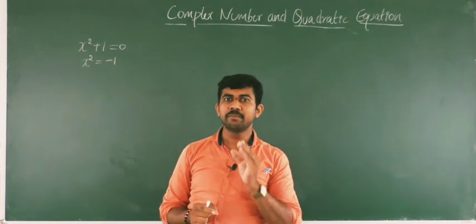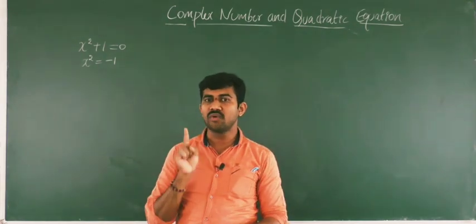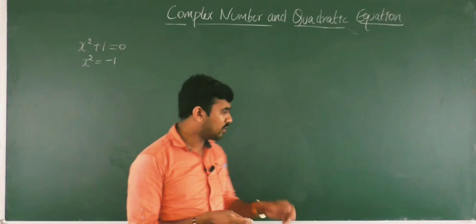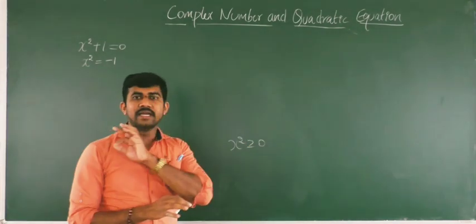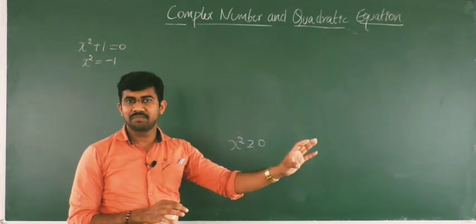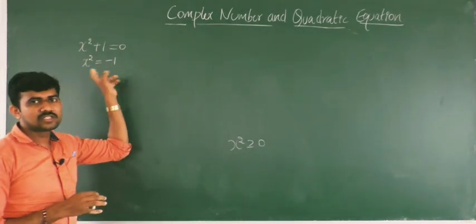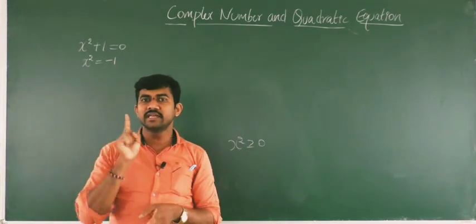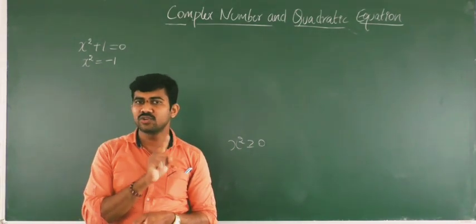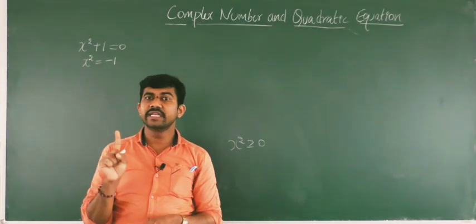The square of a real number cannot be negative. It is always non-negative. Always x squared is non-negative. It cannot be equal to a negative number. Okay, it is not possible, so we can't get the solution of this quadratic equation in real numbers. We will not get the solution of this quadratic equation in real numbers.